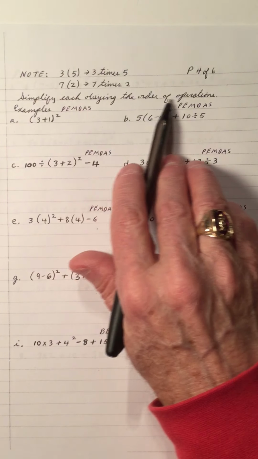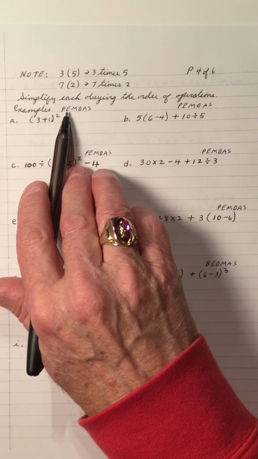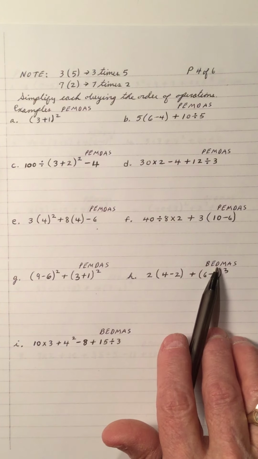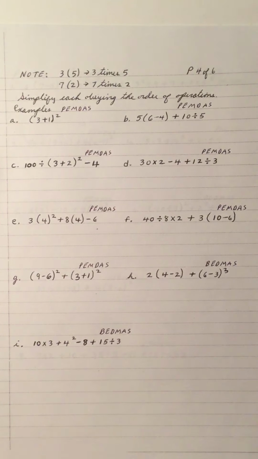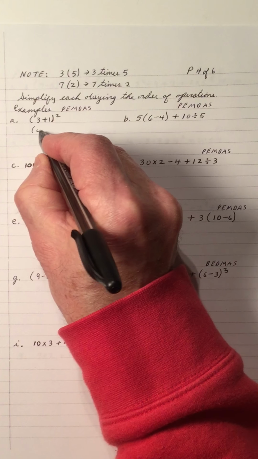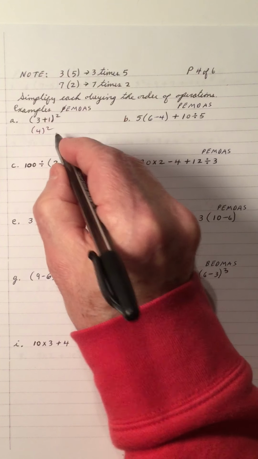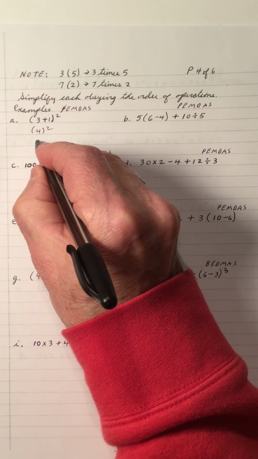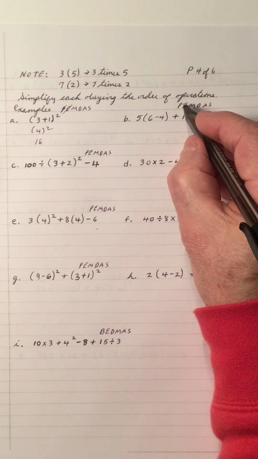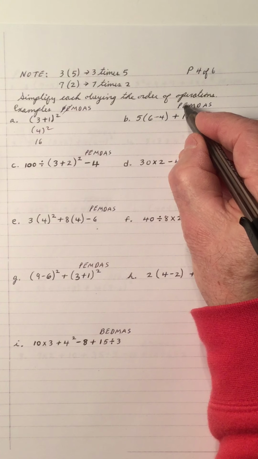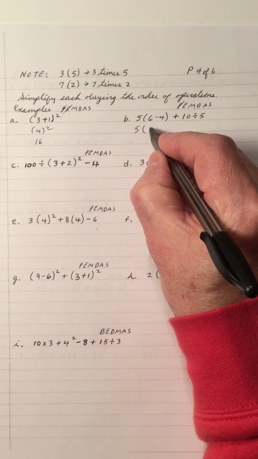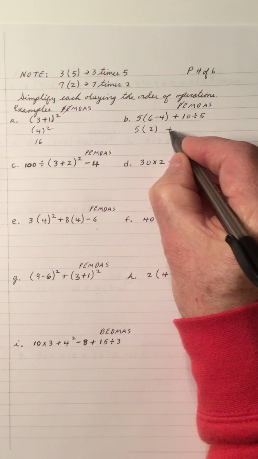Simplify each, obeying the order of operations. Notice I have PEMDAS written down each time. I have BEDMAS written down each time. I did this to save time. We have brackets, so I add the brackets. Done. Any exponents? Yes. 4 squared, 16. Done. Problem is done. B. Any brackets? Yes. Let's cross that out. I got a 5. 6 subtract 4 is 2.